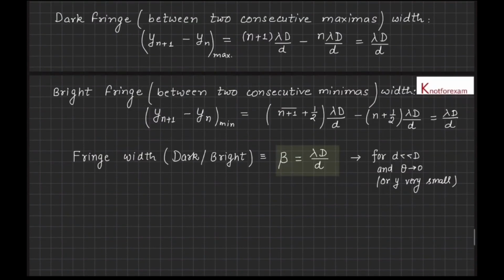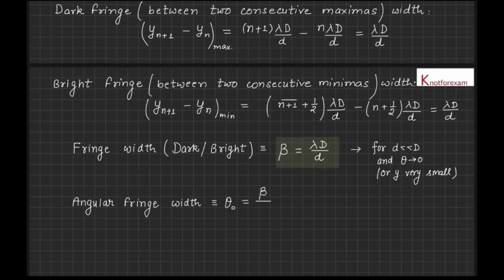And the angular fringe width theta naught will be equal to the fringe width upon the distance between the slit plane and the screen, which will be equal to lambda upon d.